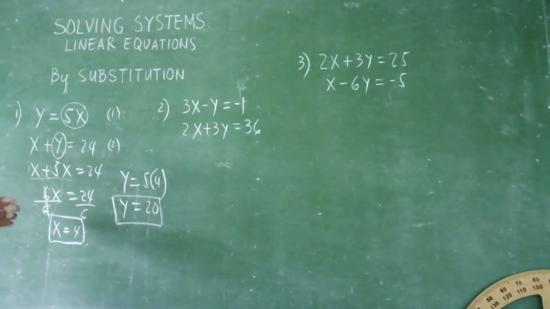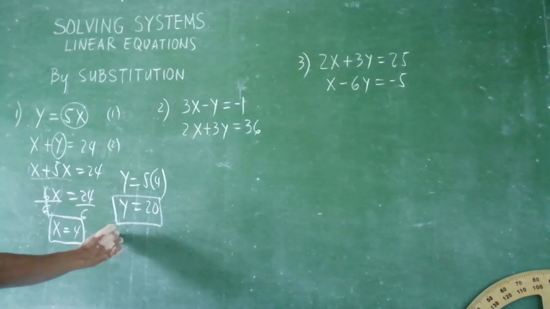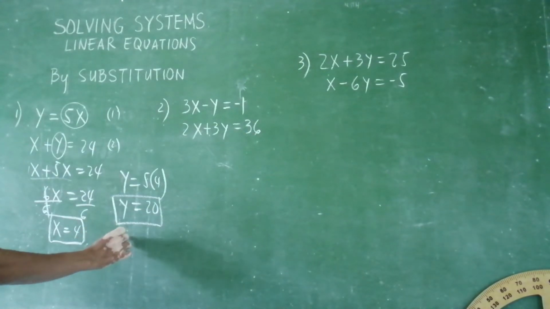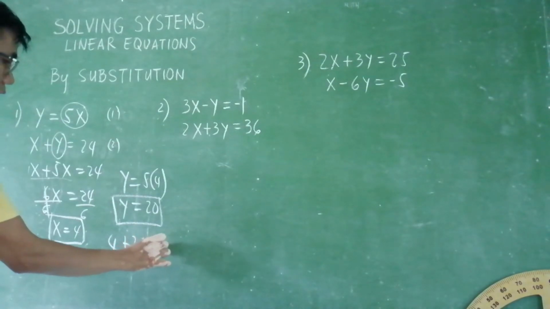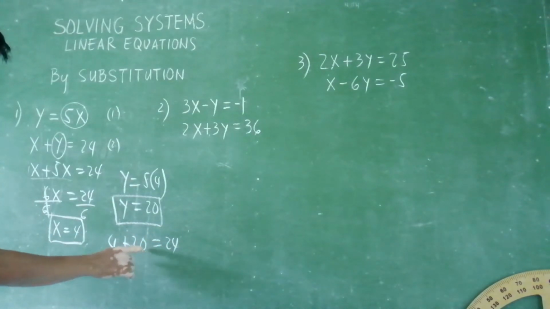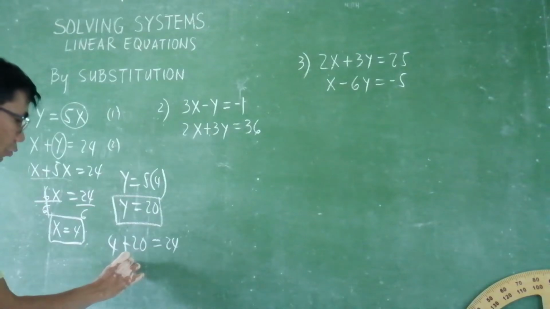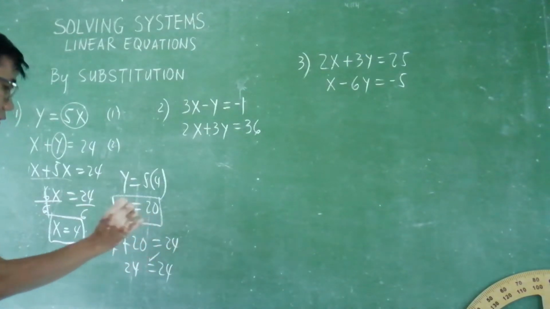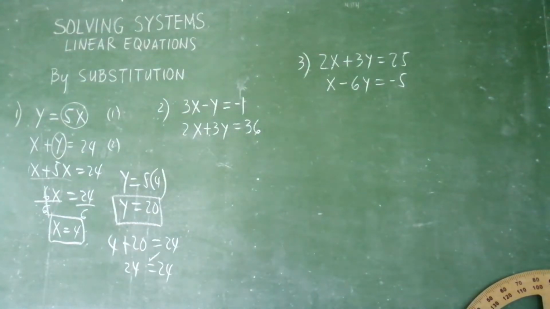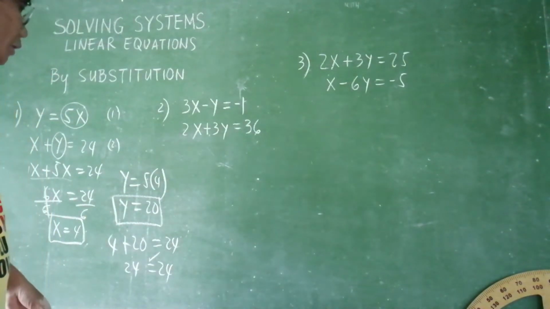So you may check. Shall we use equation 2. When x is 4 and y is 20, it must be equal to 24. So 4 plus 20 is 24, equals 24. So it is checked. Okay, that's the way.